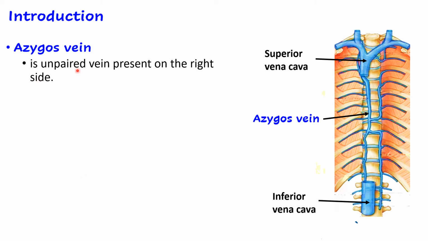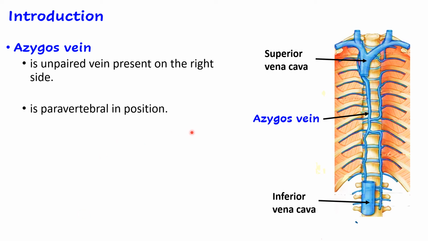So, the azygous vein, what is it? It is an unpaired vein which is present on the right side of the body. And here we can see this is the azygous vein. Similar vein is not present on the left side. So, it is unpaired. Now, here this is the superior vena cava and this is the inferior vena cava.